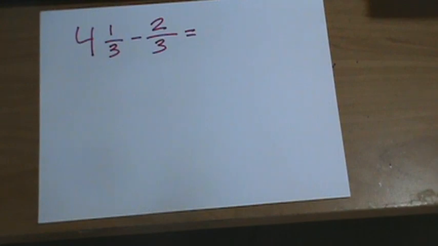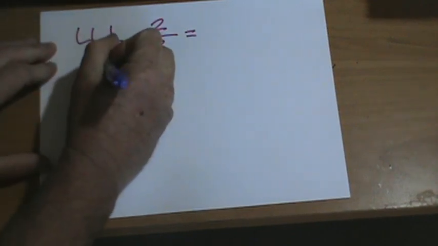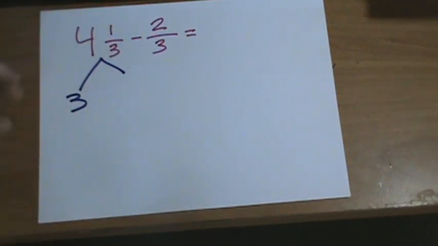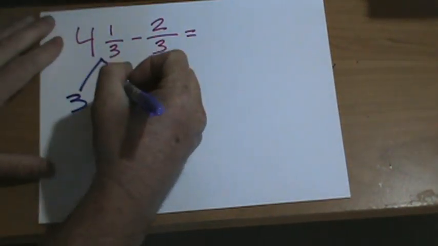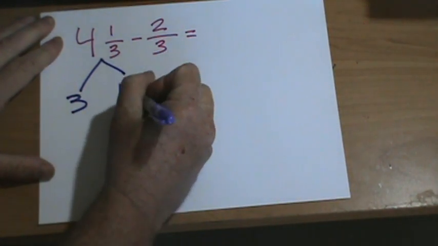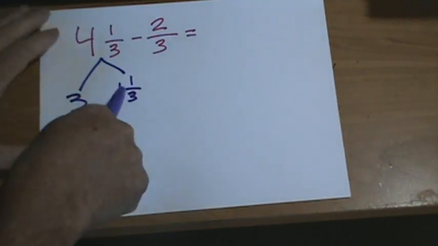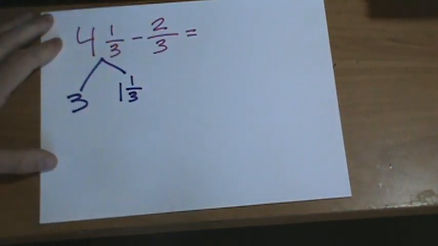Well, right away I can see that 2/3 is larger than 1/3. So what do we do? Without trying all these different methods that we've been doing, let's take a look at a new one. Okay, 4 1/3. We're going to decompose. This is going to be 3. And what else do we have? We have 1 1/3. But that doesn't really help me a lot because I still can't subtract that, right?